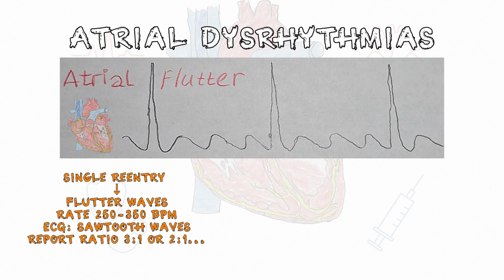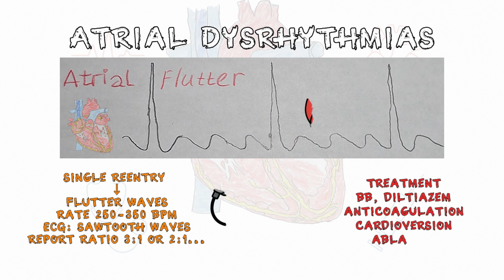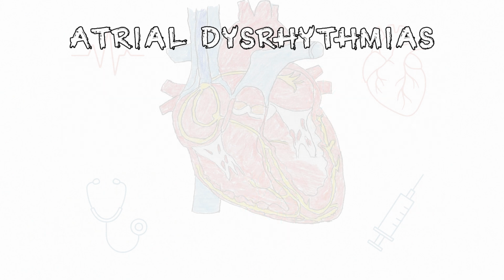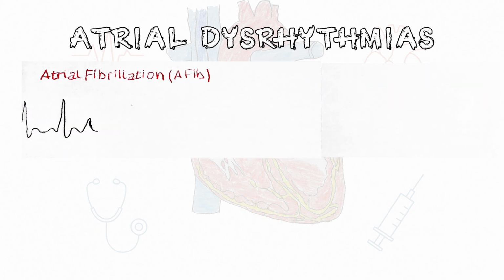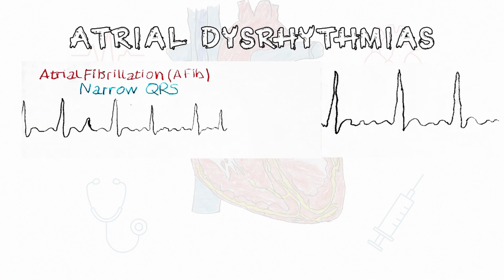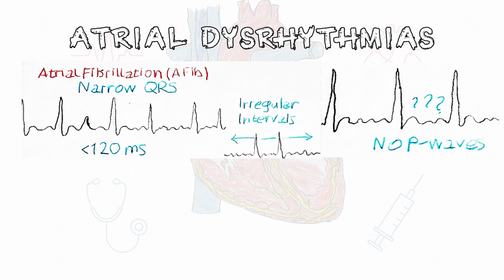Flutter reduces cardiac output and increases clot formation risk. Treatment includes rate control like beta blockers, diltiazem, anticoagulation, cardioversion if unstable, and ablation for long-term cure. And the last of the atrial dysrhythmias is atrial fibrillation, one of the most clinically important supraventricular rhythms.